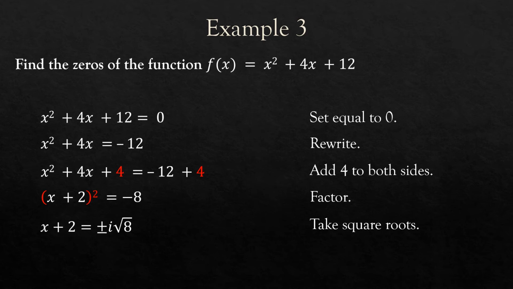And we'll take the square root of both sides. So doing this gives us x plus 2 is equal to positive i times root 8, or negative i times root 8. Next, we'll simplify by moving the 2 to the right-hand side of the equation and pulling out a root 4 from the square root of 8. This gives us our final answer. x is equal to negative 2 plus 2i root 2, or x is equal to negative 2 minus 2i root 2.